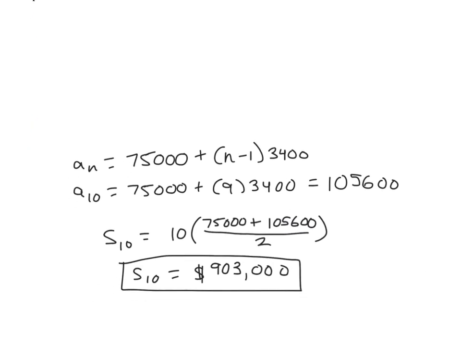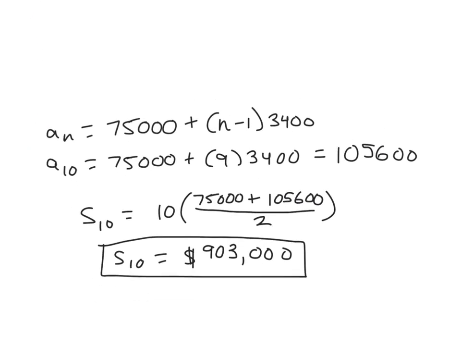All right, let's check here. So this is an arithmetic sequence because it says each year he's getting a raise of $3,400. So you can create the formula by saying 75,000 plus n minus 1 times 3,400. And this allows us to find the 10th term, which is $105,600. So that's how much he makes in his 10th year.